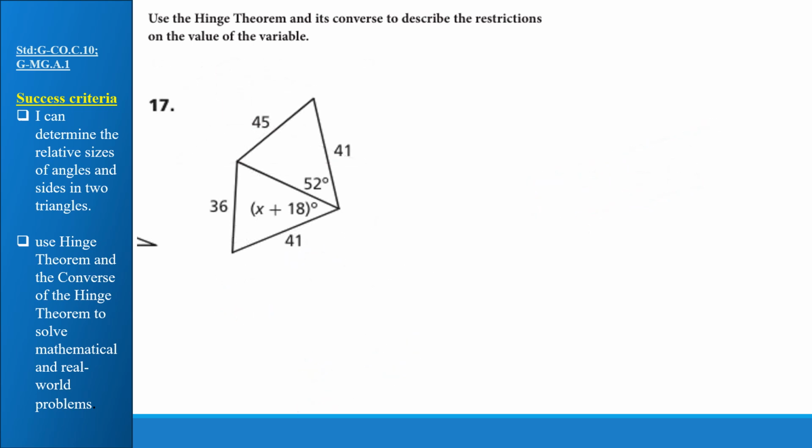So next, use the Hinge theorem and its converse to describe the restriction. So let's try here. This is 41, and this is 41, so they are congruent with each other. Now this side, they both are sharing with each other, so of course, this will also be congruent to each other. Now, what is the angle? The included angle is 52 and the included angle of the other one is x plus 18.